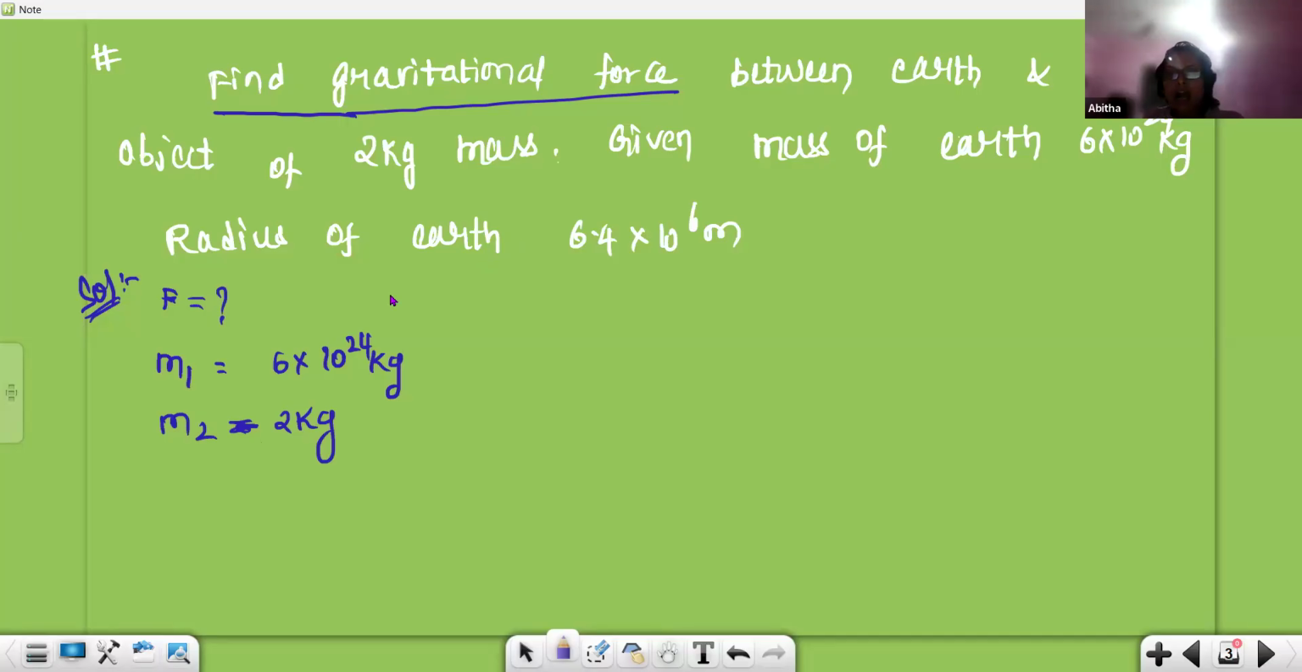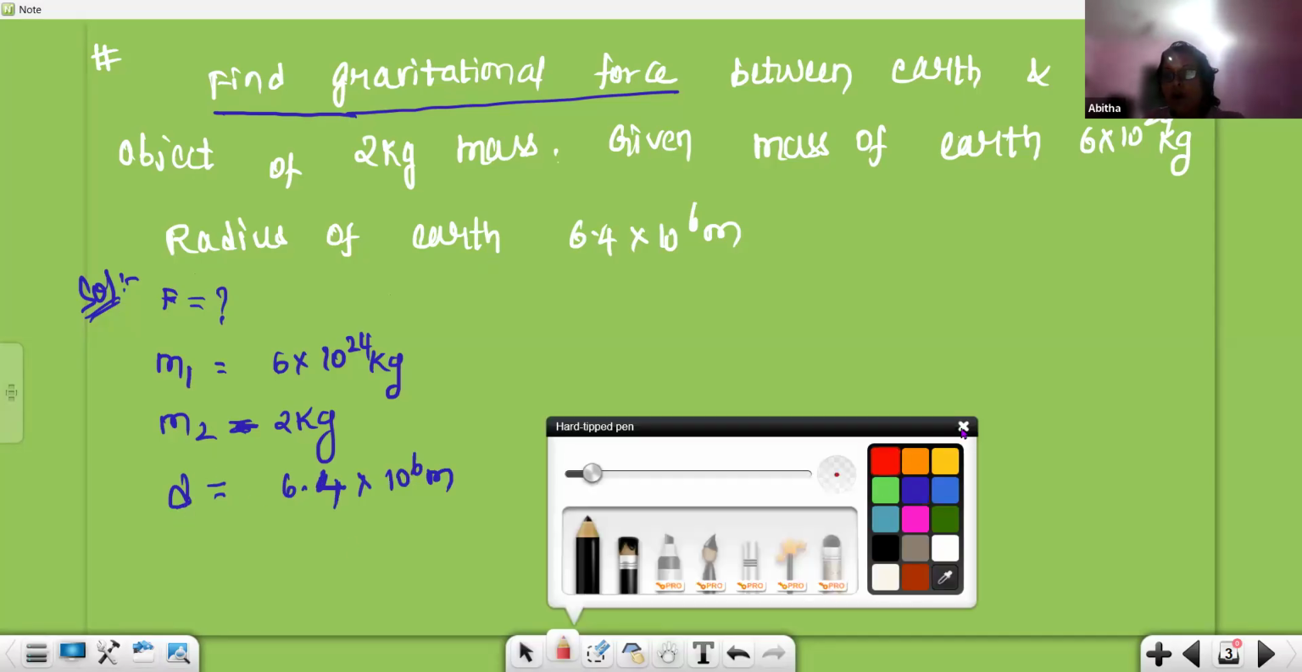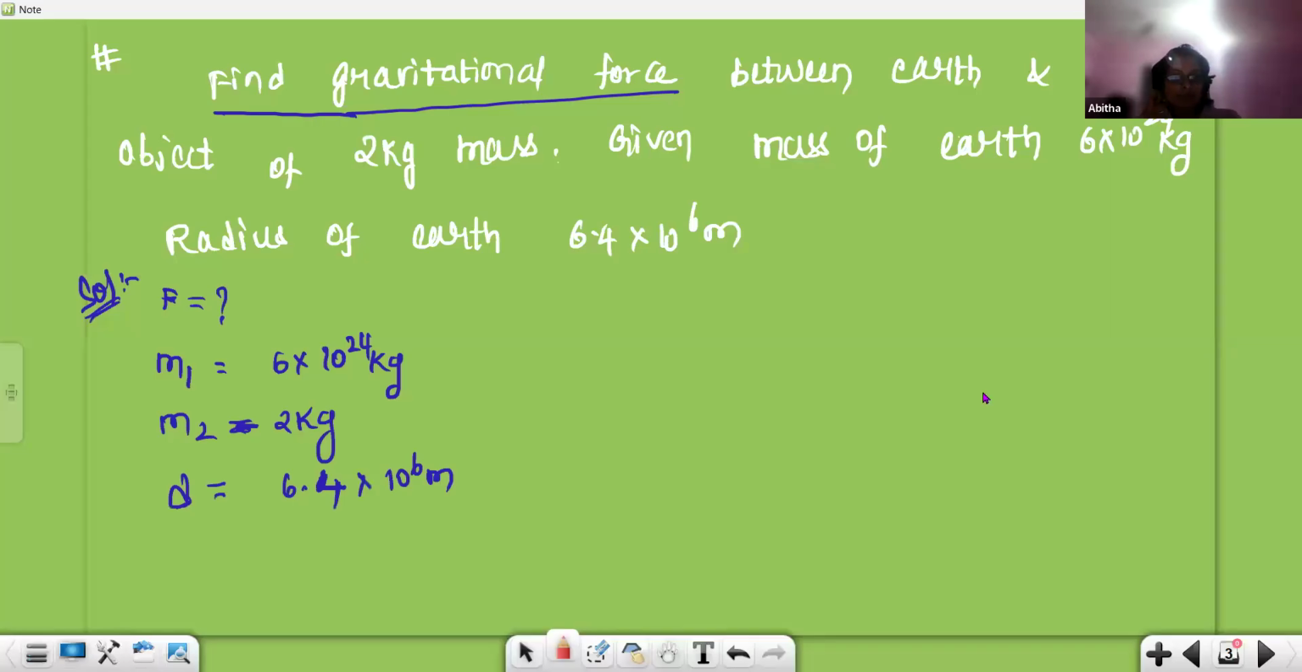Next, the radius of Earth. The radius is generally R, but in the formula we can consider it as D. So D is given as 6.4 into 10 power 6 meter. So by seeing all these terms, tell me which formula is used. Which formula can we use to find F?